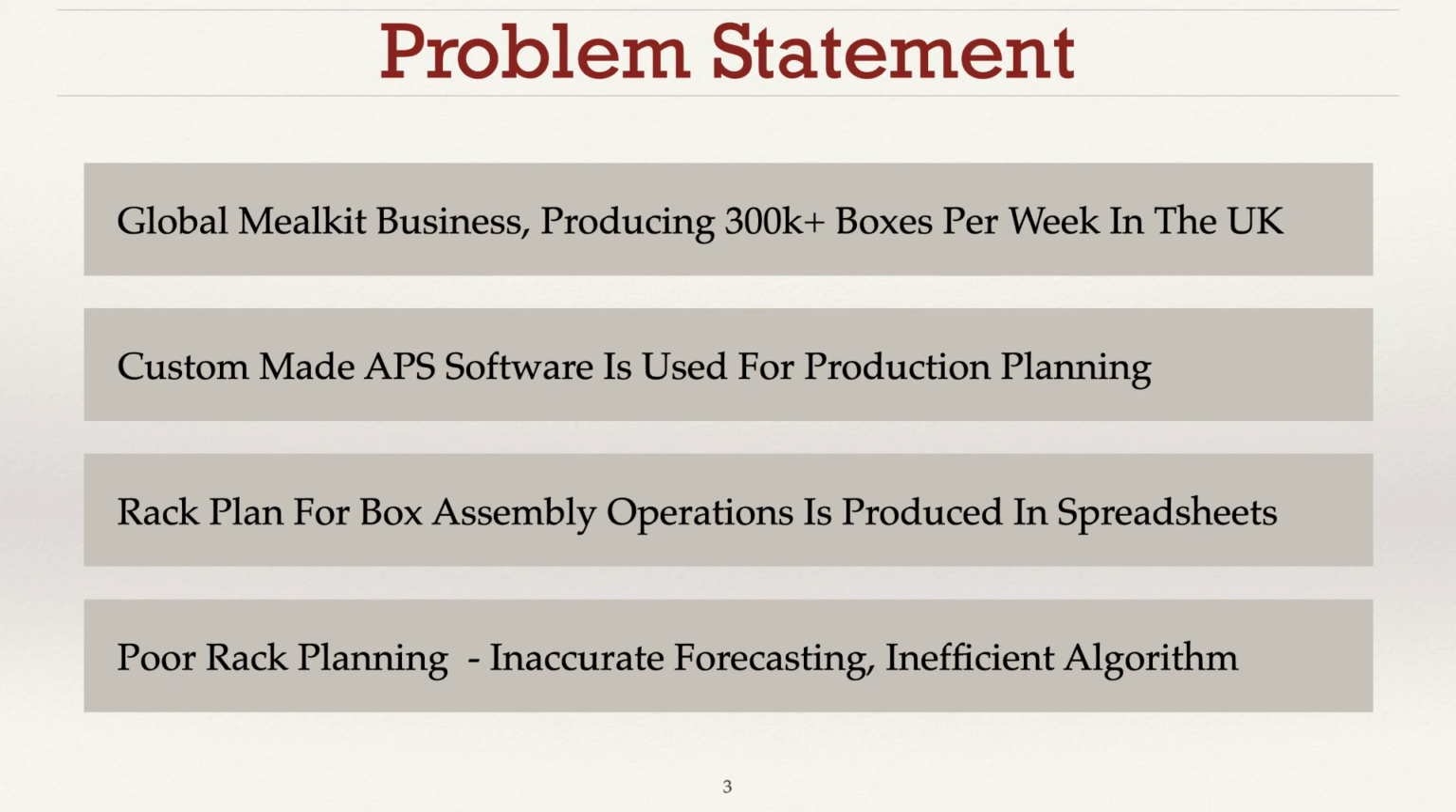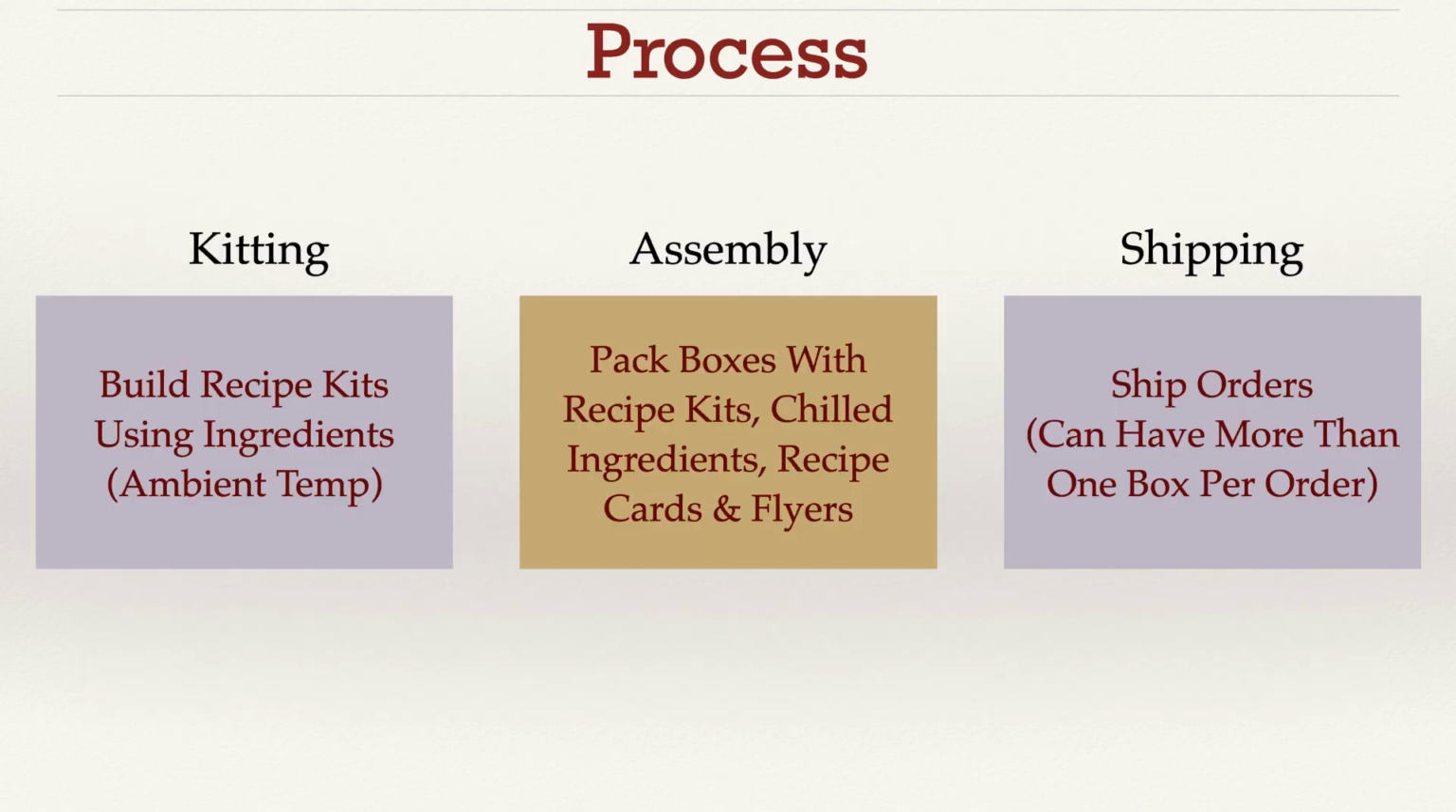They also do rack planning for box assembly operations. I'm going to explain why rack planning needs to be done, and what box assembly operations are. I'm sure you recognize this in your industry, because I'm targeting this video at people in the meal kit business and basically the food manufacturing industry. So they plan the rack plans in spreadsheets. As a result, they have very poor rack planning, not only due to inaccurate forecasting of data, but also due to an inefficient algorithm.